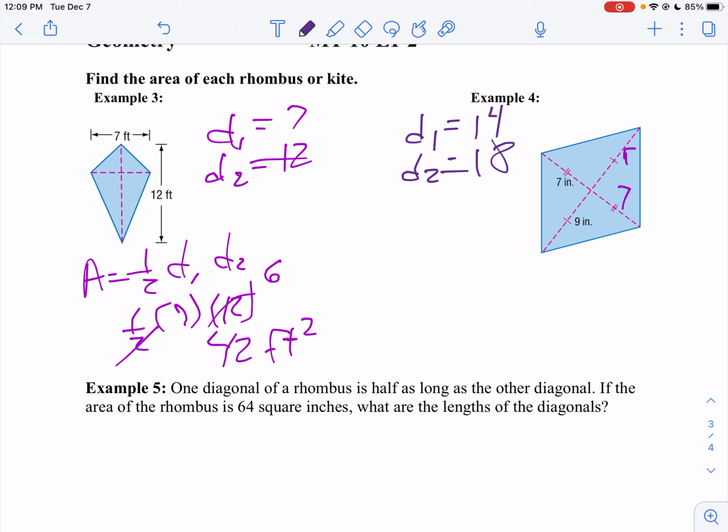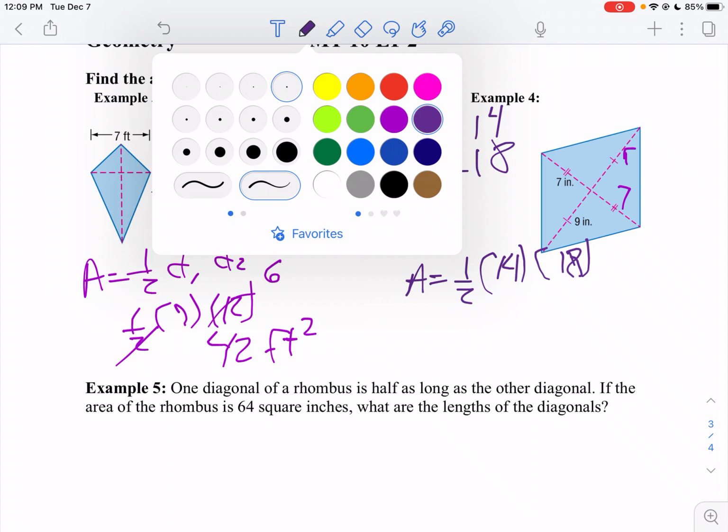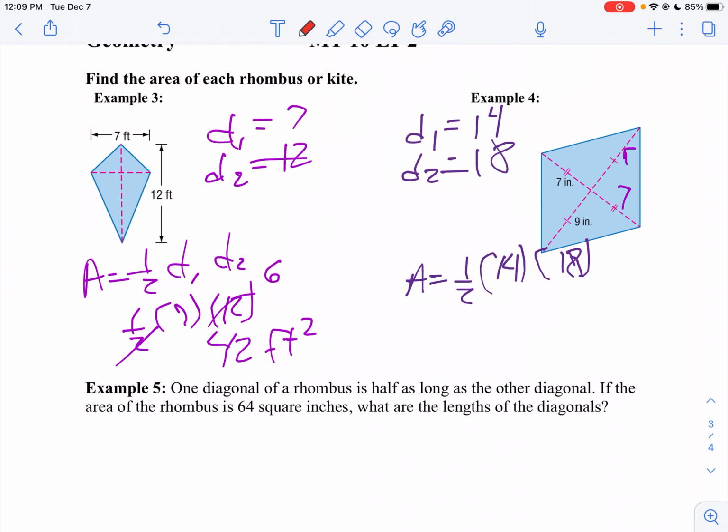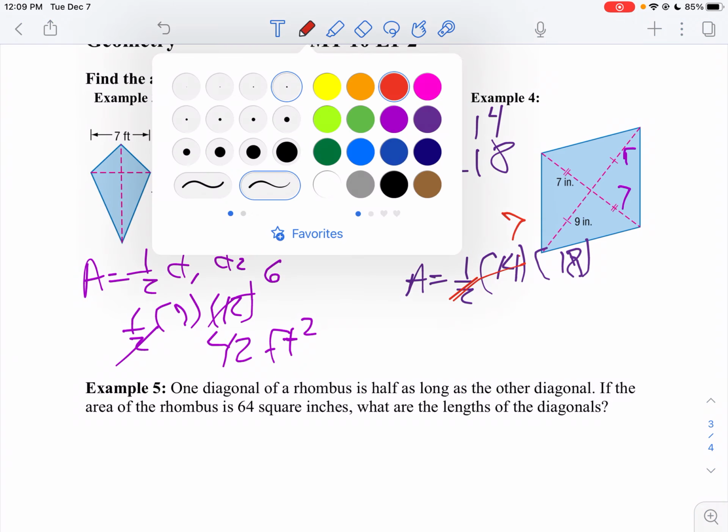So to find the area, I'm going to take 1/2 times 14 times 18. Well, I'll do a little simplifying here. Notice 2 goes into 14 7 times. So we're going to take 7 times 18.